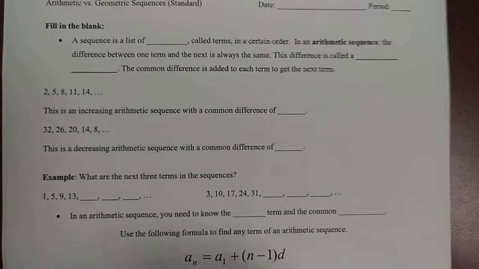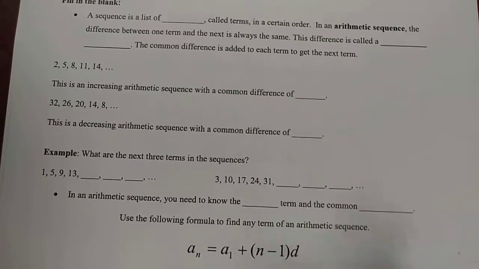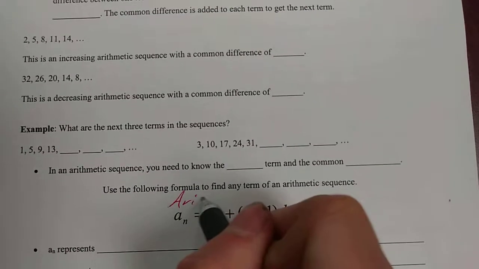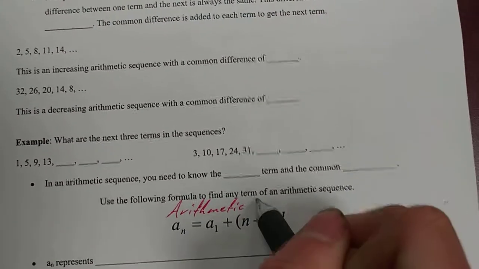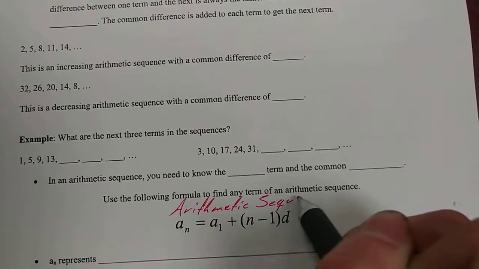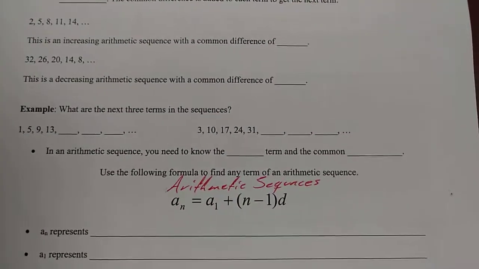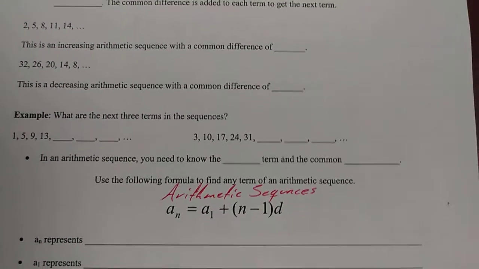Alright, so we're going to be talking about arithmetic and geometric sequences. So first let's take a look at arithmetic sequences. This might be the easiest to identify since they are just adding and subtracting a number over and over again.